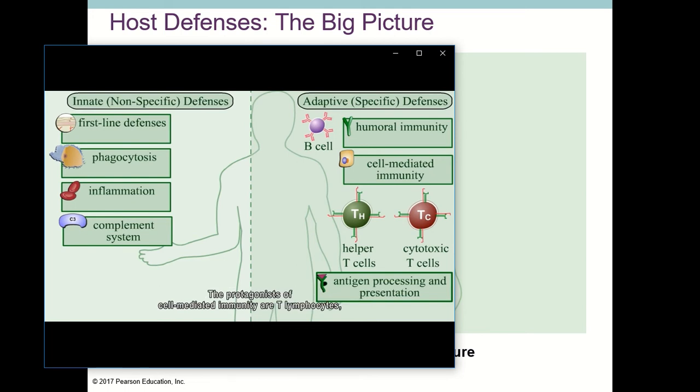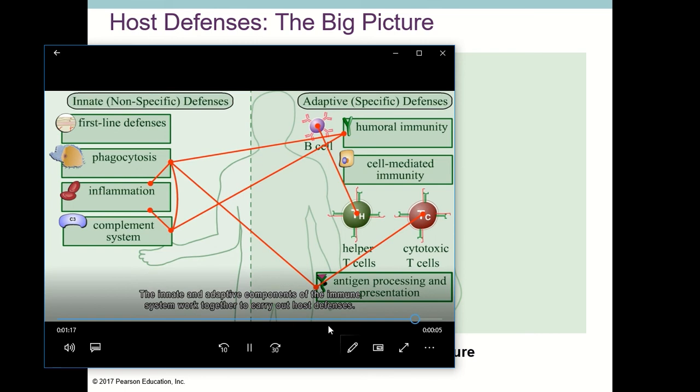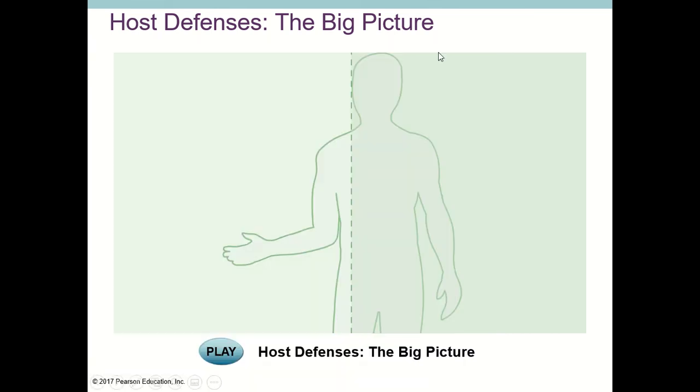The protagonists of cell-mediated immunity are T lymphocytes, which can be divided into two groups, helper T cells and cytotoxic T cells. Helper T cells secrete cytokines to activate other cells of the immune system, while cytotoxic T cells attack infected cells directly. The innate and adaptive components of the immune system work together to carry out host defenses.